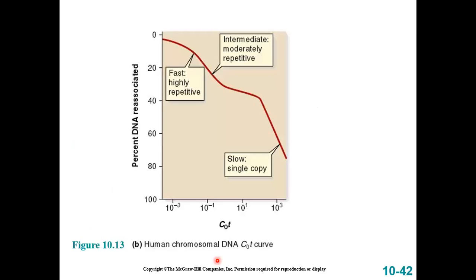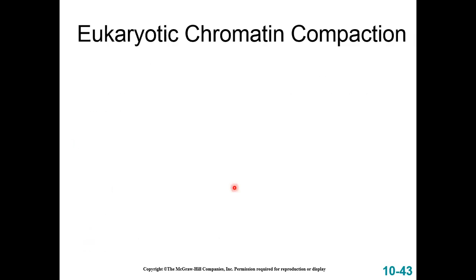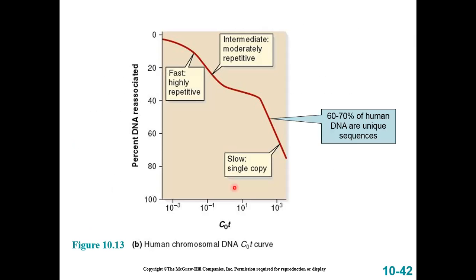This is the experiment. Here you can see the renaturation of highly repetitive sequences is very high, and for the moderate sequences, it lies somewhere in the middle, and the unique sequences are very slow to renature. And 60 to 70% of human DNA is unique sequences.